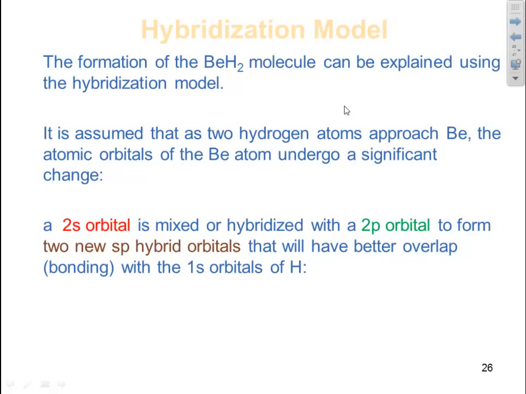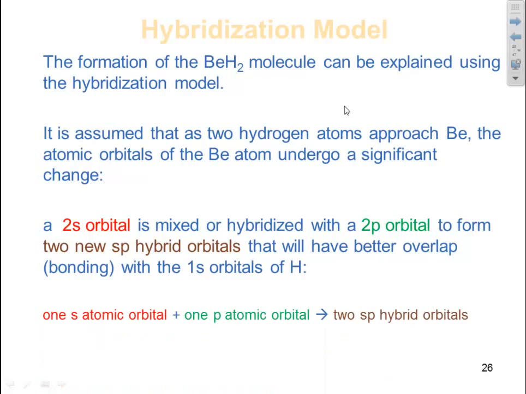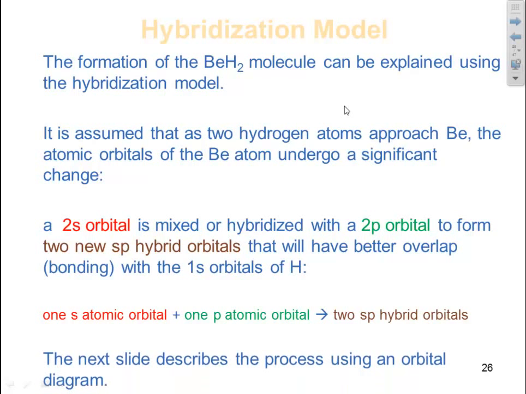So what's happening is we have a 2s orbital and a 2p basically coming together and forming two new orbitals that we're going to refer to as sp orbitals, which are totally different than the s or the p, and are suited for better overlap and bonding with other orbitals. So you have one s orbital and one p that now form two sp orbitals. The next slide describes the process using an orbital diagram.